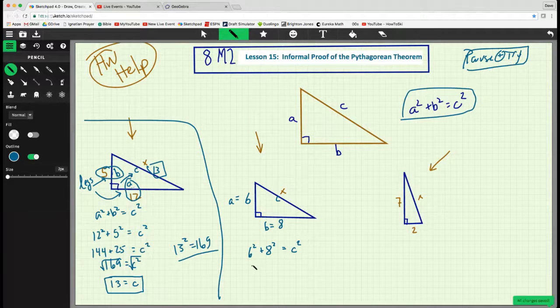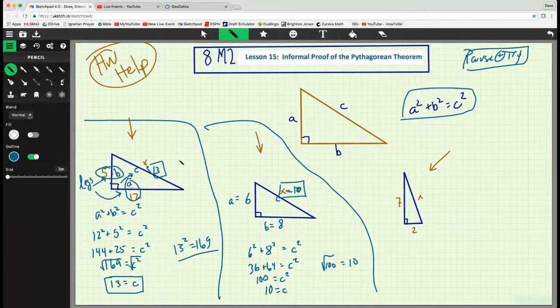So we get 36 plus 64 equals c squared, or 100 equals c squared. Well, what times what is 100? Well, that's 10. So c equals 10. Or another way of saying it is the square root of 100 equals 10. What times what equals 100? Well, that's 10. So x equals 10.